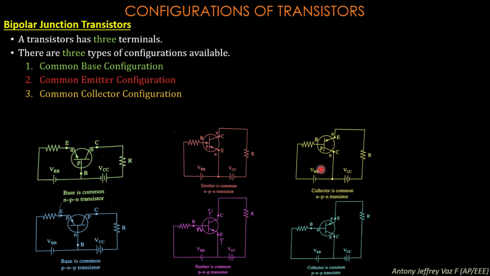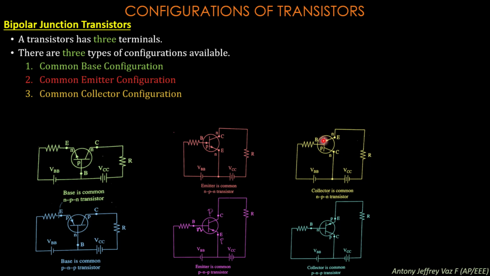In the common collector configuration you can see the collector terminal is connected with the two batteries. You can see the VBB and the VCC voltages. This is the base voltage and this is the collector voltage. Here the collector terminal is grounded, so it is represented as the common collector configuration. The other things remain the same. The base is connected to the VBB positive terminal and the emitter is connected to the VCC negative terminal.